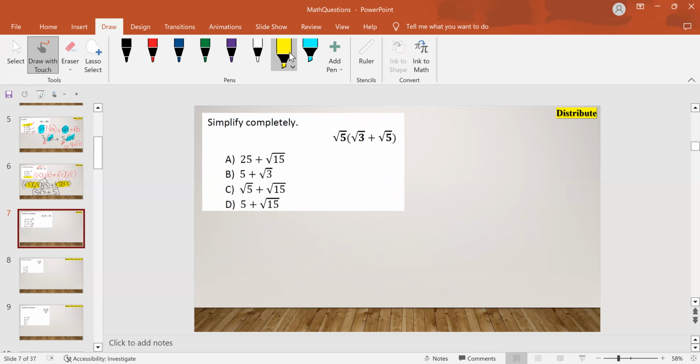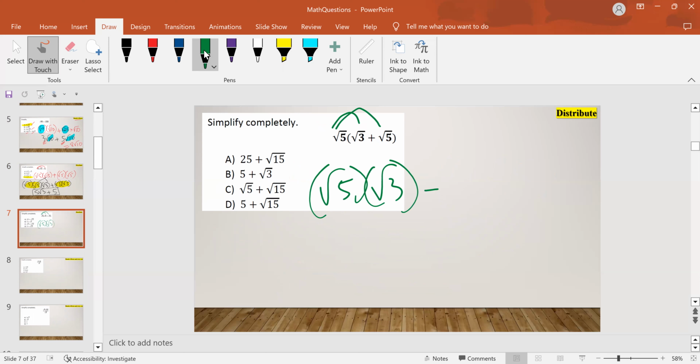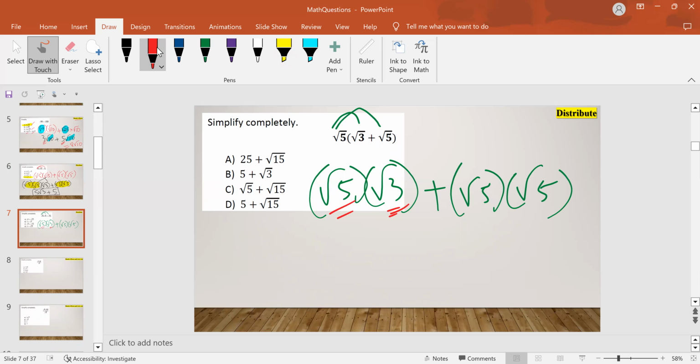Okay, again, the keyword here is to distribute. So it's similar to the previous question. That means you're going to take this square root of 5 multiplied by the square root of 3 and do the same thing on the side. So I'm going to have square root of 5 multiplied by square root of 3 plus the same square root of 5 multiplied this time by square root of 5. Okay, so here the two numbers are different. I don't have a choice. I have to multiply 5 by 3 to get square root of 15.